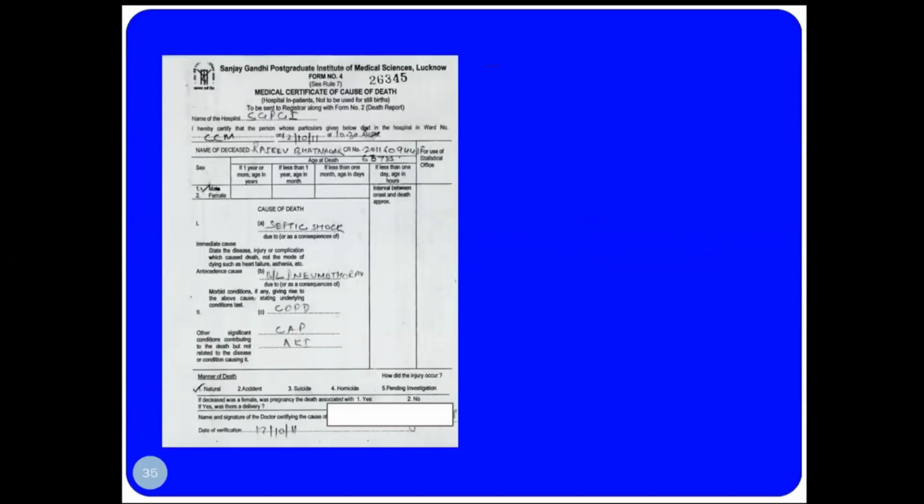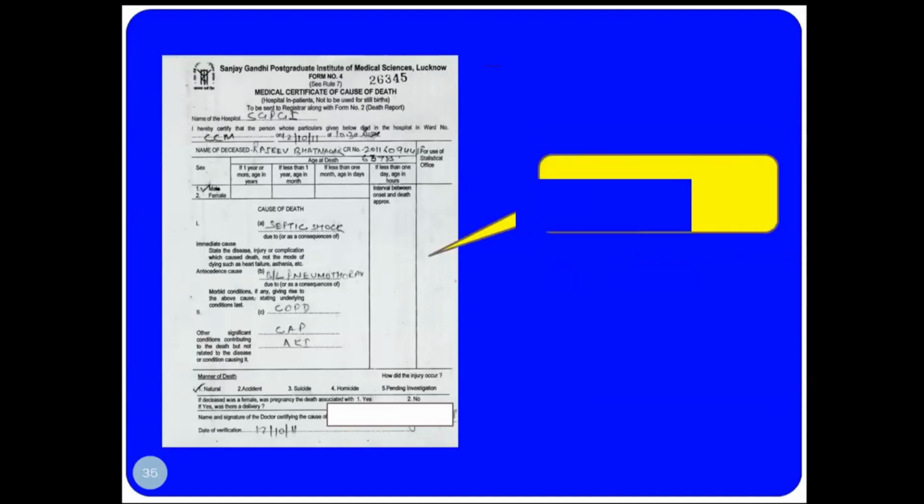Now, these are some true certificates from our institute. COPD, CAP, AKI, bilateral. We are always in a hurry when we are writing a death certificate, as if it is not an important document. Full of errors. Look at this. These are two certificates.